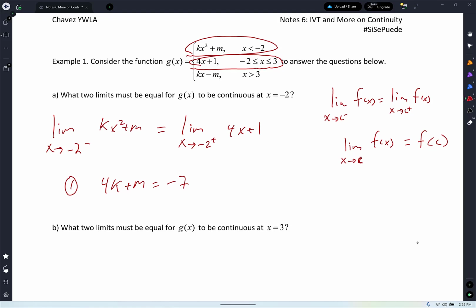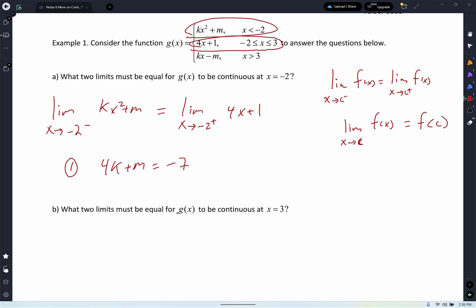Okay. Let's go to the next one. It says, what two limits must be equal for g of x to be continuous at 3? I'm going to change my colors. Then the one in the middle: approaching 3 from the left-hand side better equal approaching 3 from the right-hand side.